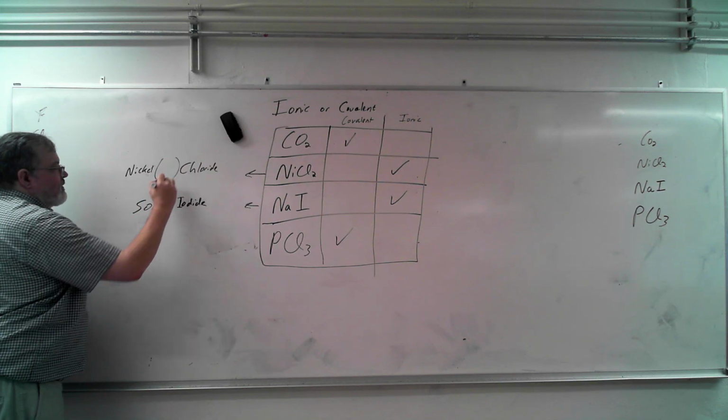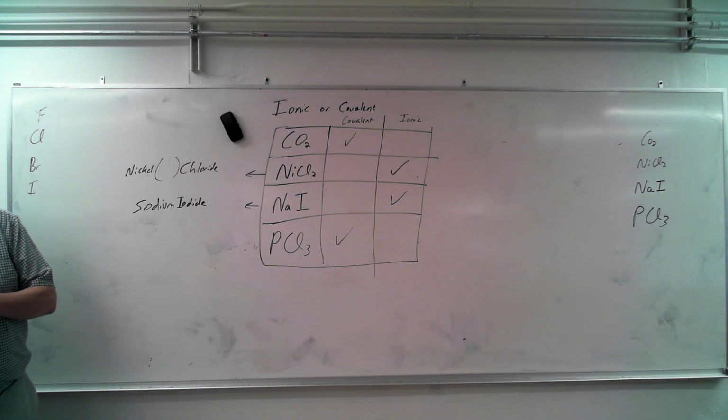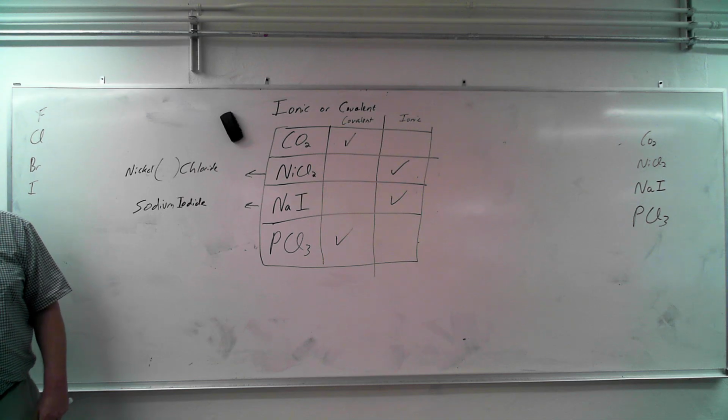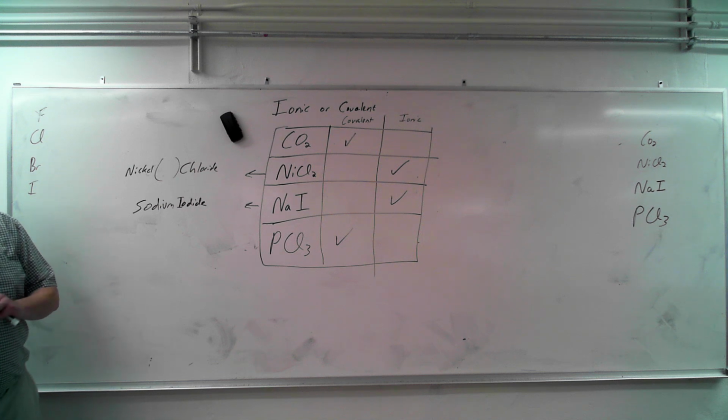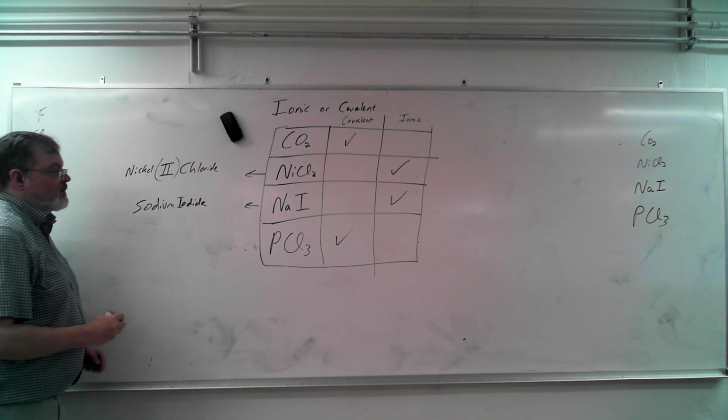But we have to do this. What's the charge on the nickel? It's 2. Chlorine has a charge of -1, and there's 2 of them, so there's 2 negative charges. You need 2 positive charges to counteract it, and there's only 1 nickel there. So that has to be nickel(II). That's nickel(II) chloride.